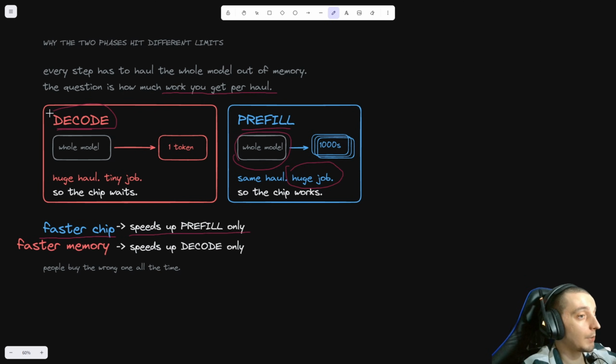The decode phase, on the other side, loads the model for every token. So if it generates 500 tokens, it will load the model 500 times. So we do these huge hauls every time just to do a tiny job. So decode becomes memory dependent. Its potential bottleneck is the memory speed. So by having a faster memory, we can speed up decode only.